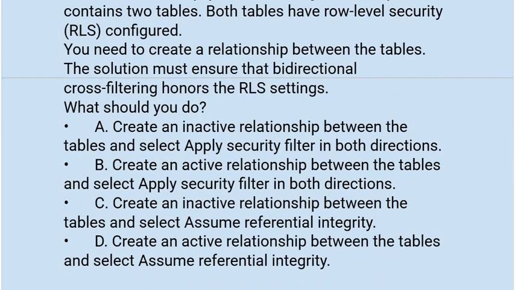Option A, create an inactive relationship between the tables and select Apply Security Filter in both directions. Option B, create an active relationship between the tables and select Apply Security Filter in both directions. Option C, create an inactive relationship between the tables and select Assume Referential Integrity. Option D, create an active relationship between the tables and select Assume Referential Integrity.